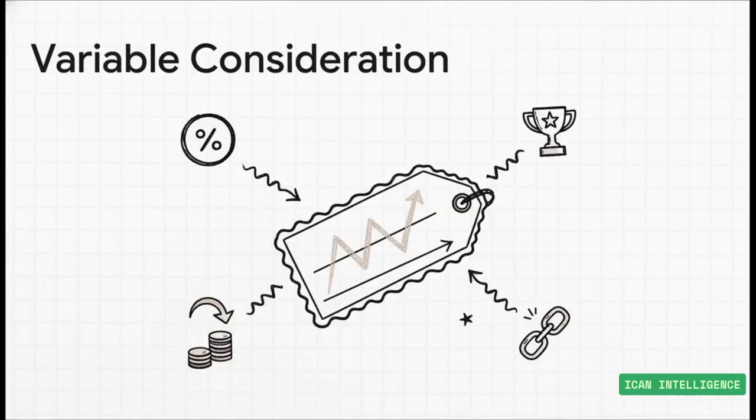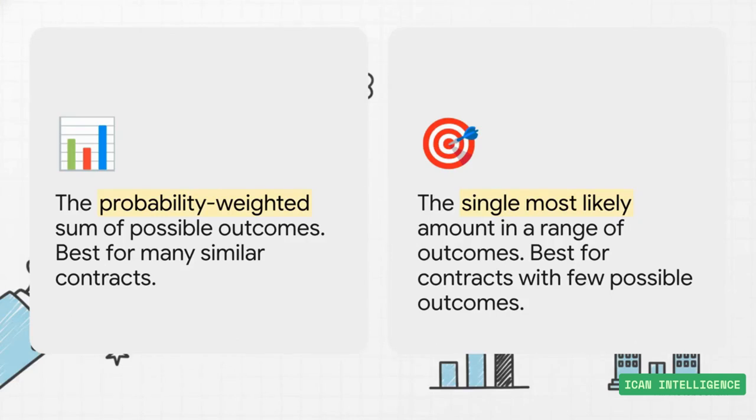Variable consideration. The real world is messy, right? Prices aren't always fixed. You've got discounts, refunds, performance bonuses, you name it. Anything that could make that final price go up or down, we have to estimate it right at the very start of the contract. So, how on earth do you account for a price that might change?